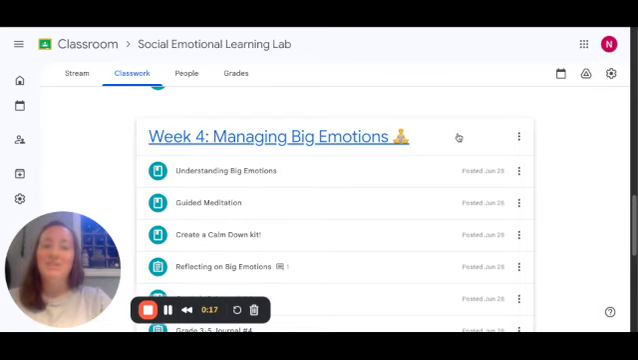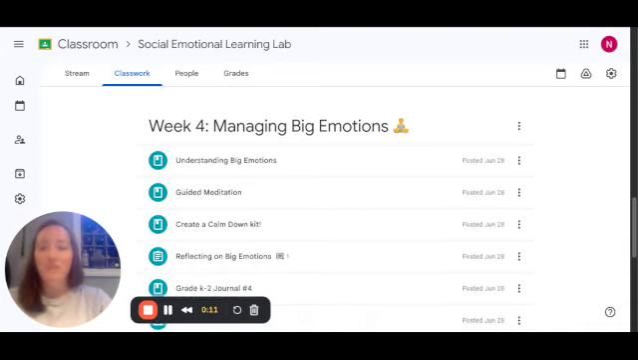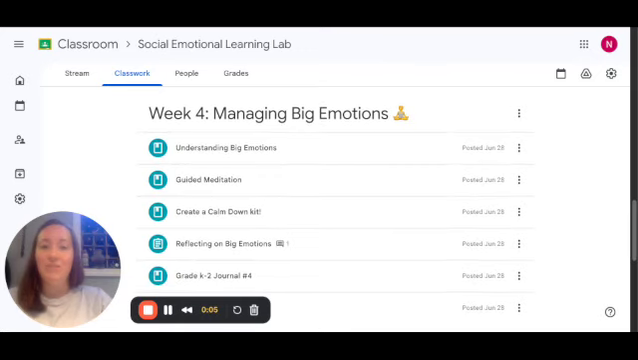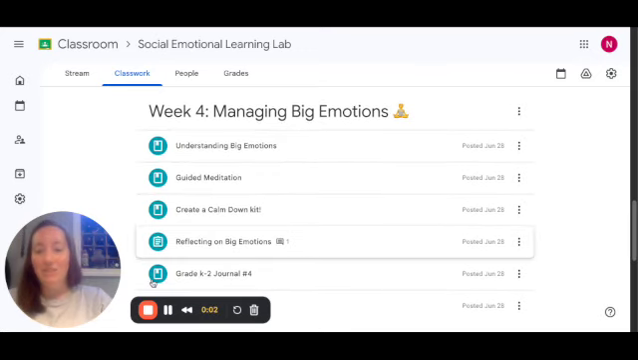Week 4 goes into managing those really big emotions. So the students, they are still kids, they're still learning to regulate themselves. So they do have big emotions. They do still have, lack of a better word, tantrums. So this is going to help them specifically. I think this is our biggest loaded content-wise.